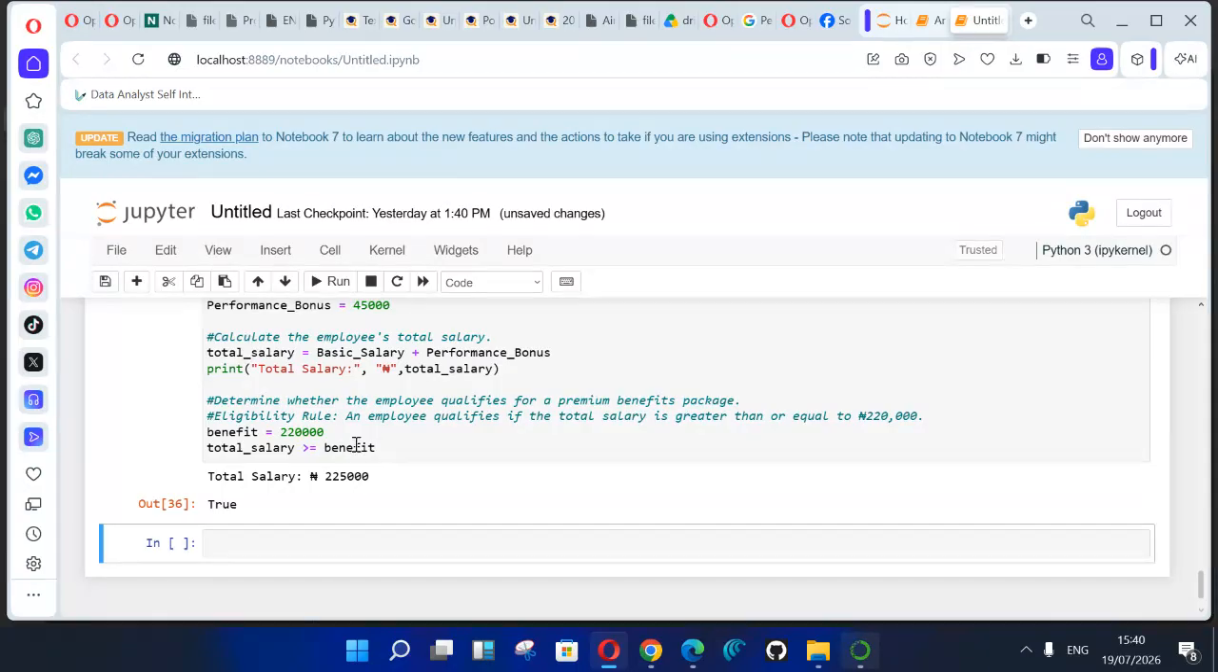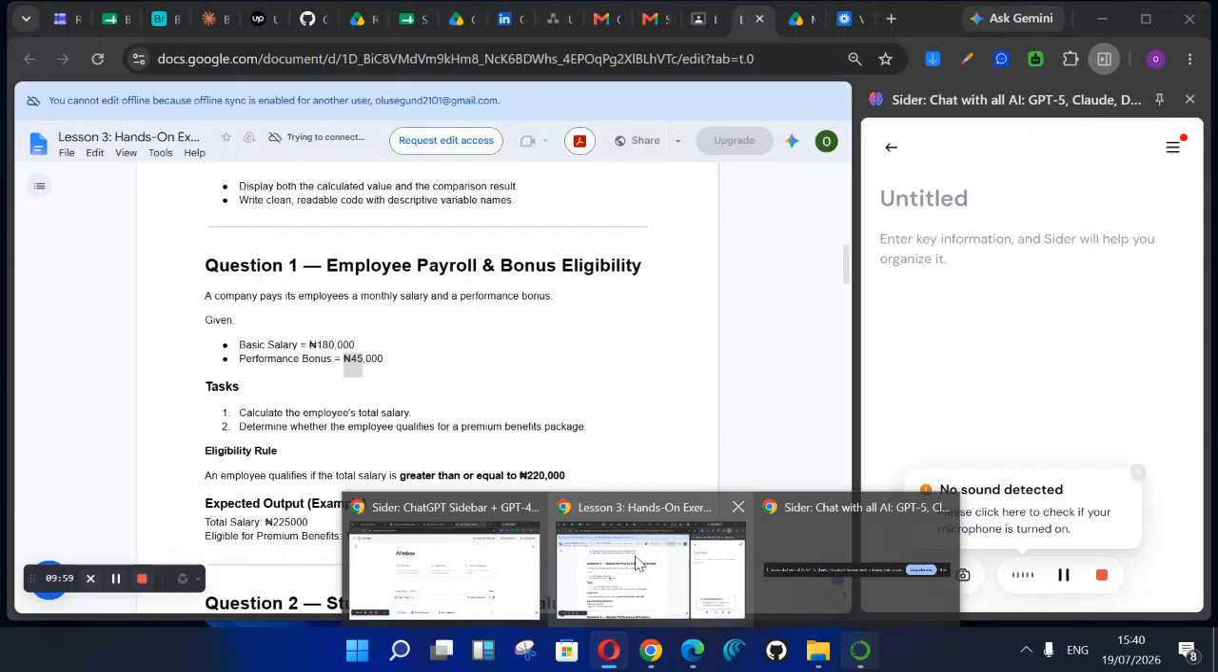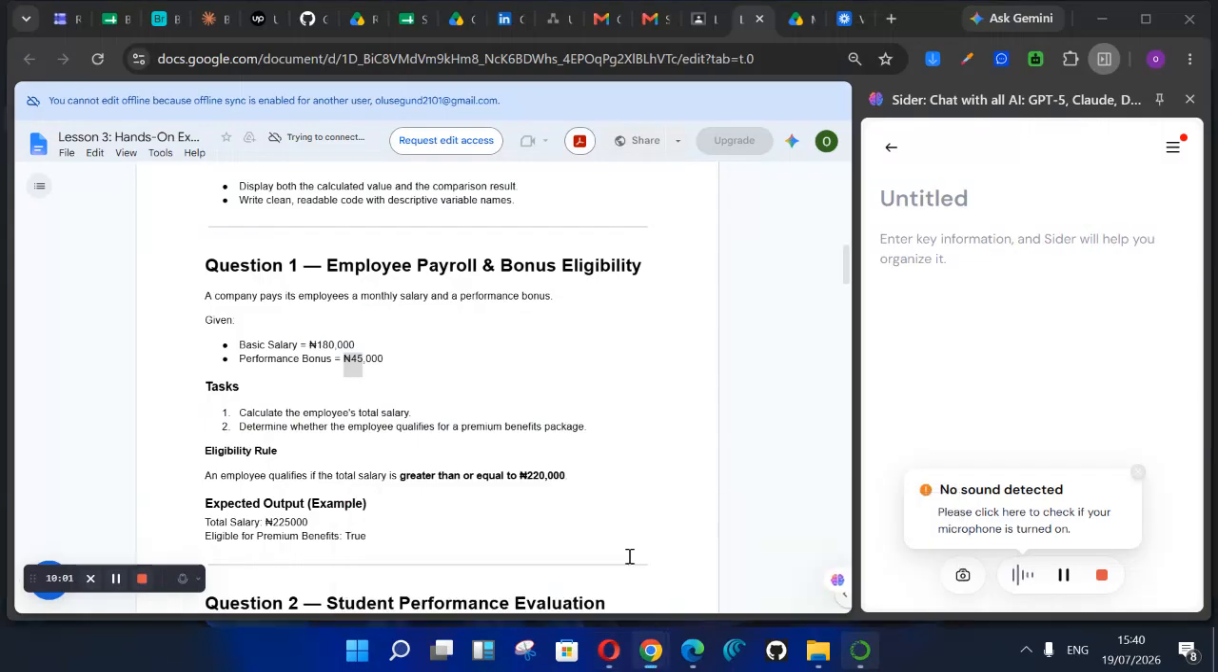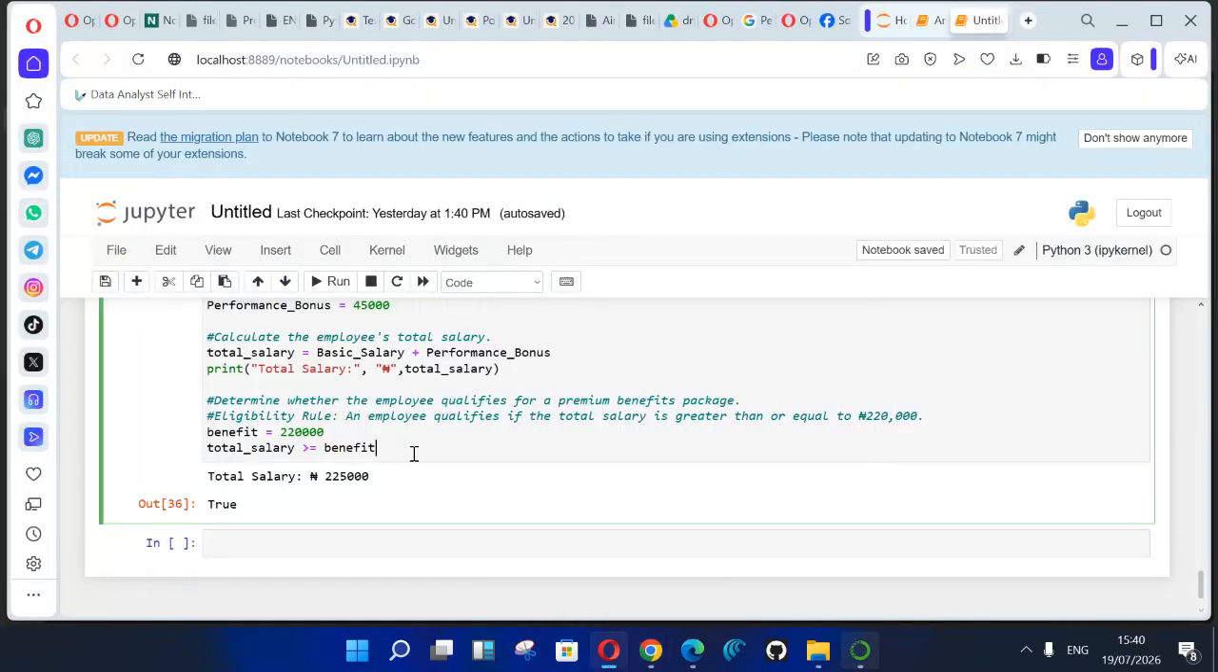Let's look at the outcome we are given. The outcome should be eligible for the benefit. This is what we'll do. Now this is the output, so instead of just doing this, we'll now say print.